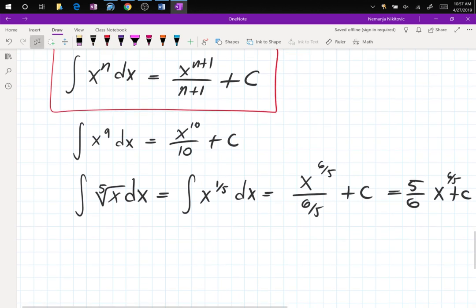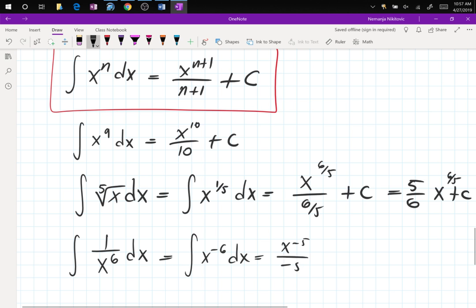There's one more. The integral of 1 over x to the 6 dx. Well, that's equal to the integral of x to the minus 6 dx, which is x to the minus 5 over minus 5 plus c, which you can nicely write as negative 1 over 5x to the 5 plus c.